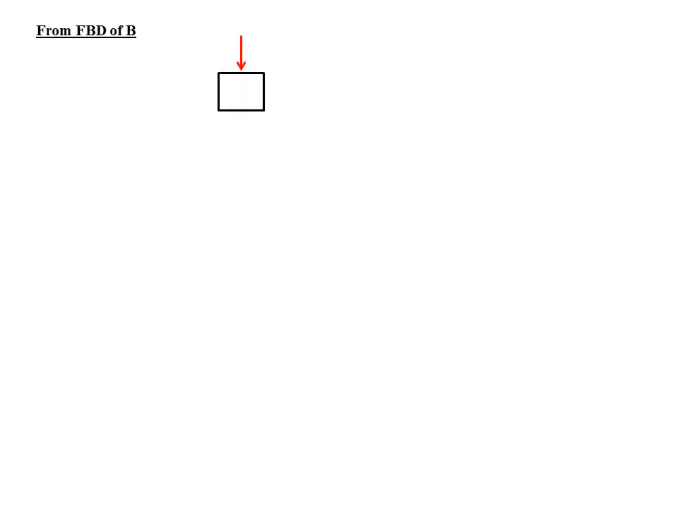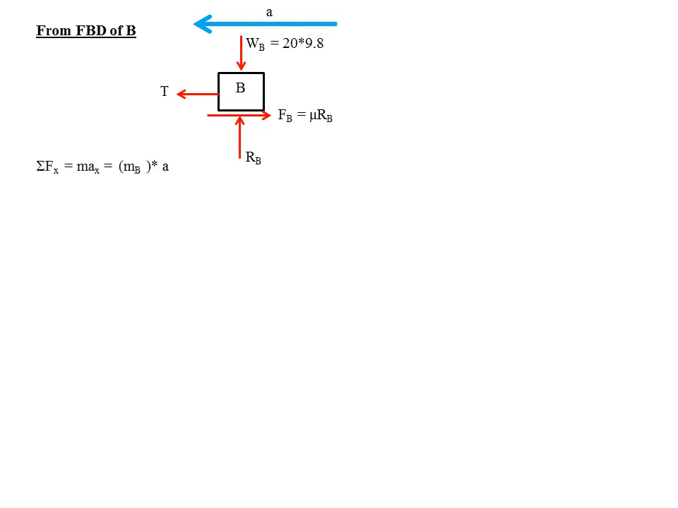Now if you look at the free body diagram of B, the weight WB is acting in the downward direction, and the tension is there, and the reaction provided by the surface RB, and the frictional force. Only four forces are there. Now acceleration is in the left side direction, so a. Now the resultant force in x direction is equal to mass into acceleration in x direction. So the mass here is mB, the mass of block B, and acceleration a.